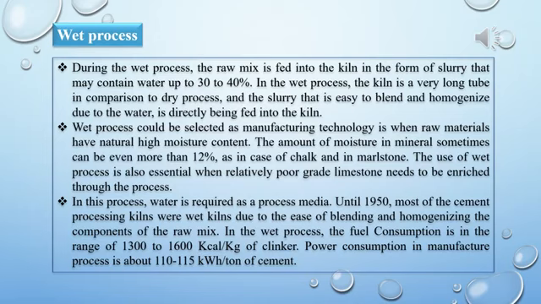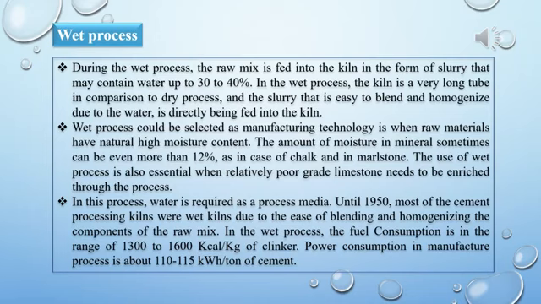I'm going to explain it again. Student, he explained that in the wet process, we feed the raw material in the form of slurry directly to the kiln. It may contain 30 to 40% of water.